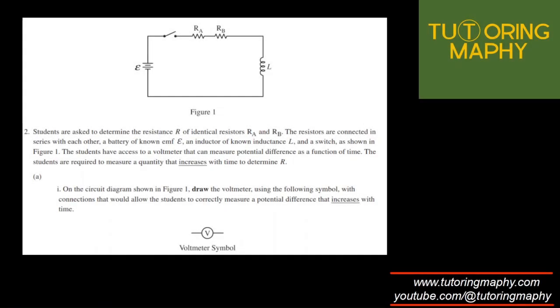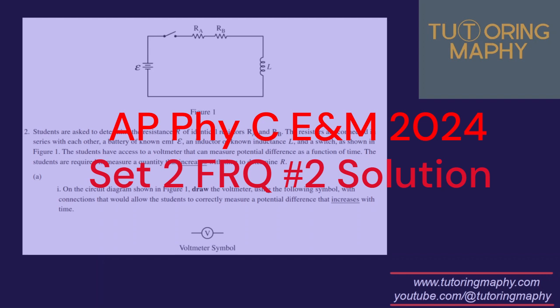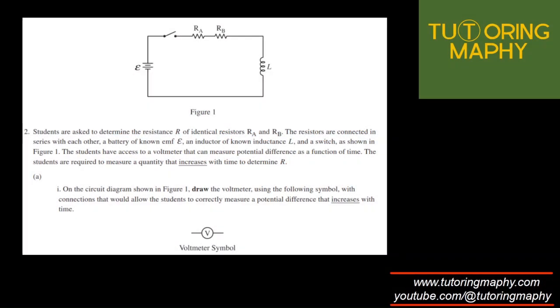All right, let's talk about this question. This is on AP Physics C 2024 E&M actual exam, set 2, question 2. It shows a circuit over here, which we have to analyze. We can see that there are two resistors followed by an inductor, an EMF, and a switch.